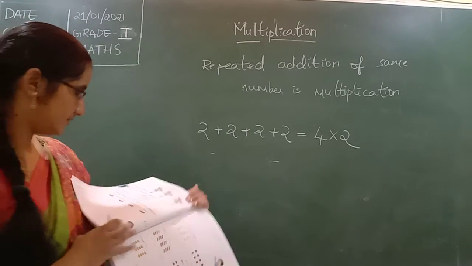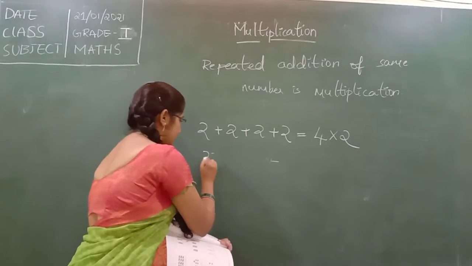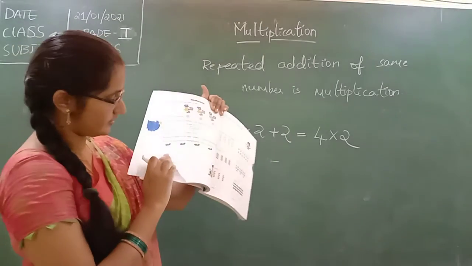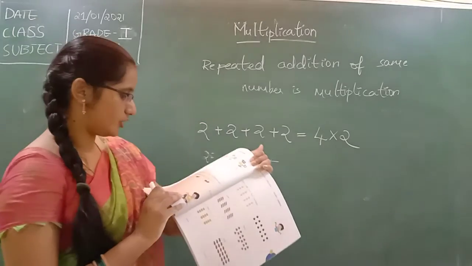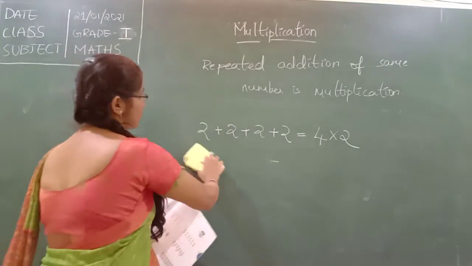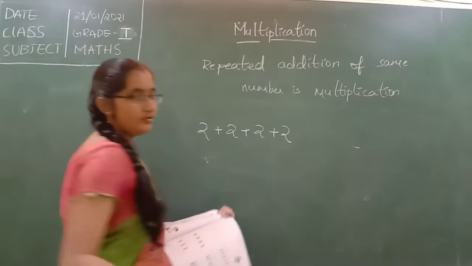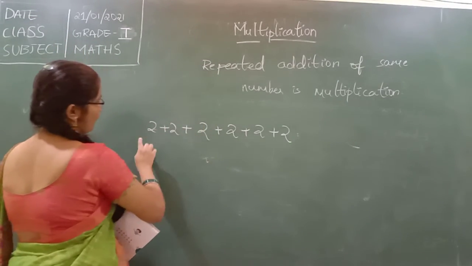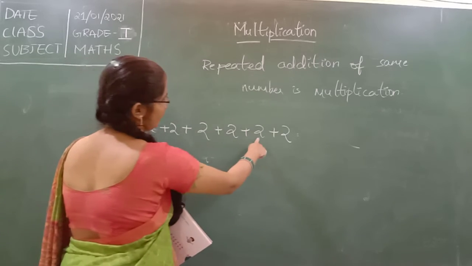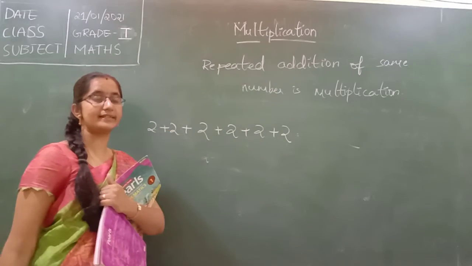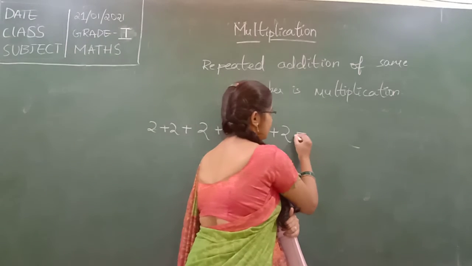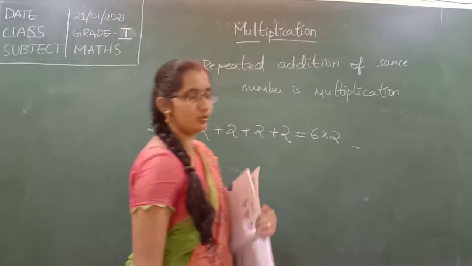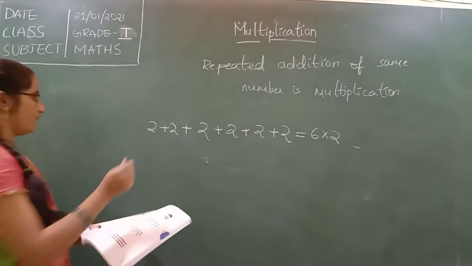And next, we have another example. Here 2 plus 2 plus 2 plus 2. How many 2's do we have? 6 2's. 1, 2, 3, 4, 5, 6. So 6 times 2, 6 into 2.